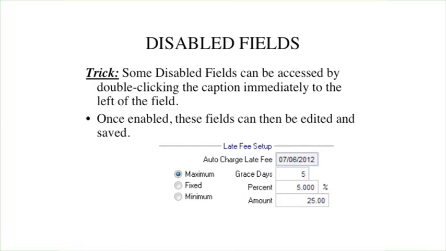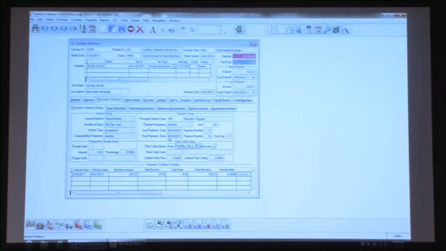Disabled fields. There's quite a number of places throughout the software where we've protected fields that we don't want you to necessarily change, particularly change accidentally. And so the next payment date and next payment number have been protected. As soon as they've made their first payment, we disable these fields so that they can't be changed.